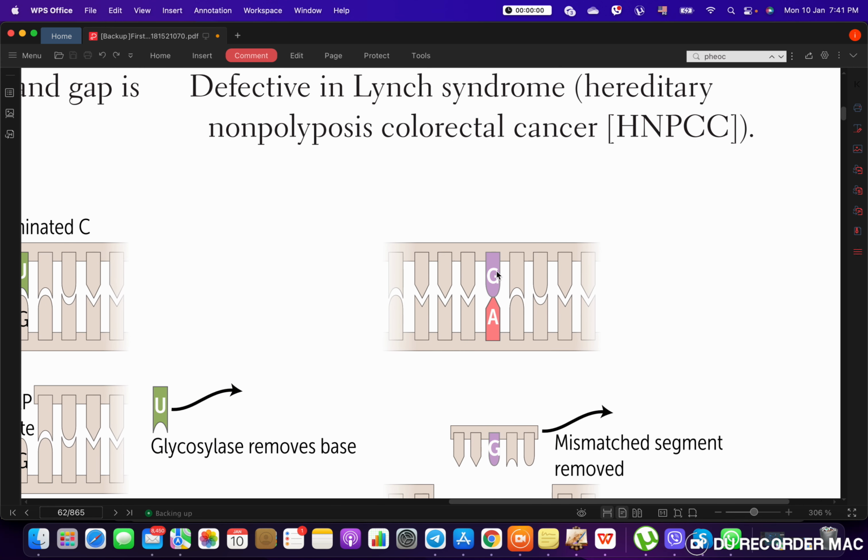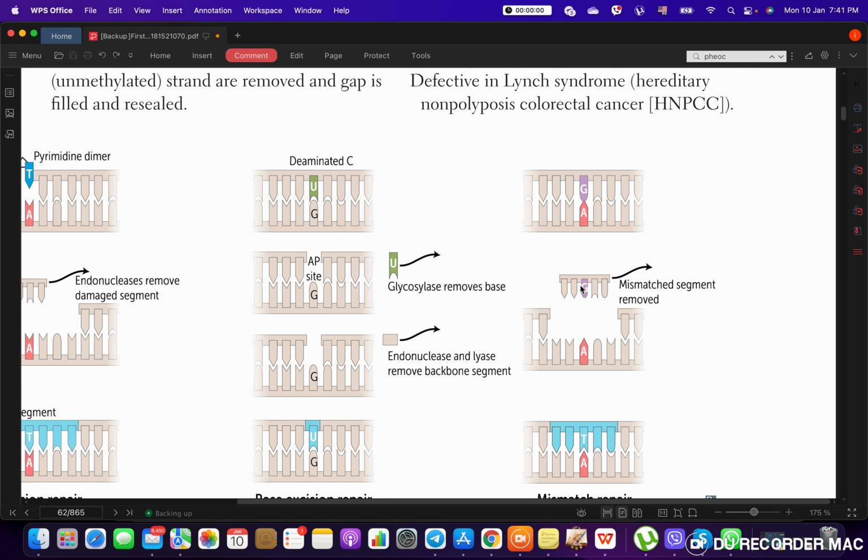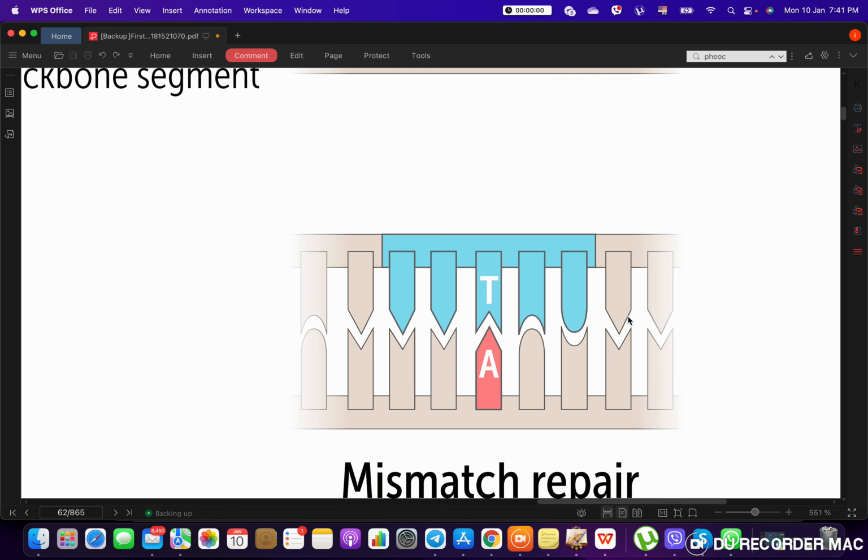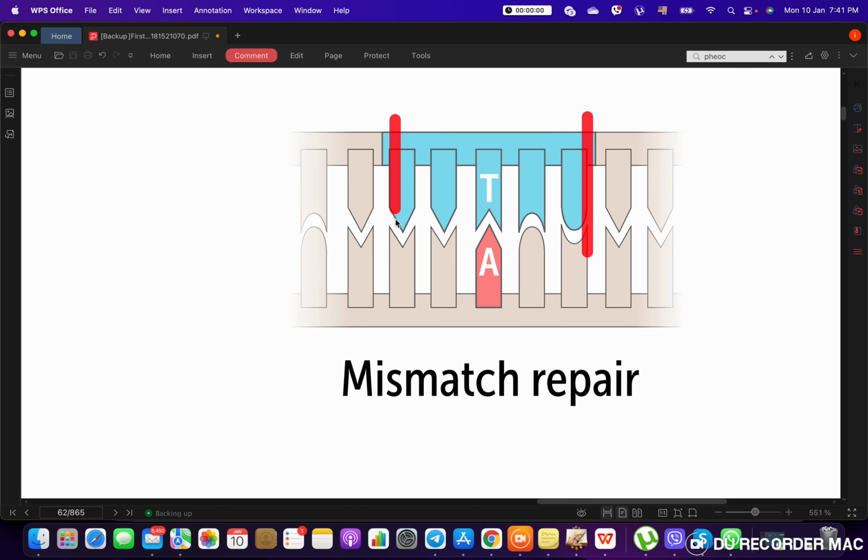So what is the mismatch? Guanine should not bind to the adenine, but it's binding anyway, which means you have to remove this whole segment because it's mismatching. It's matching to the wrong one. So you remove the whole segment and put a new segment with a correct orientation, which connects the thymine.